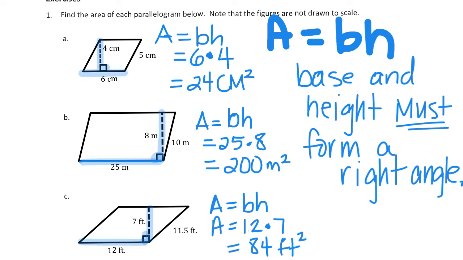Okay, check your work. Hopefully you multiplied 12 times 7 and got 84 feet squared. If you did not, pause the video so that you can correct it. If you've got it correct, you're ready to go on to the next page.